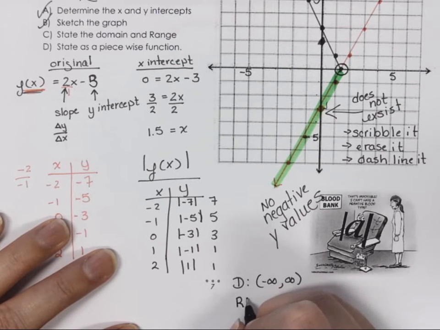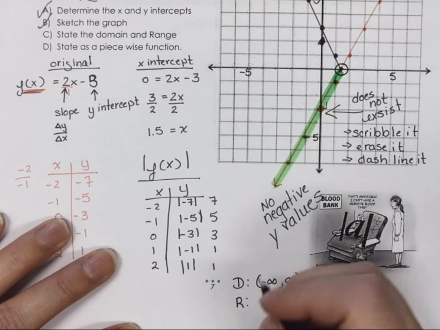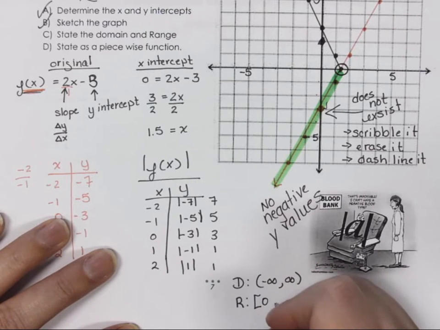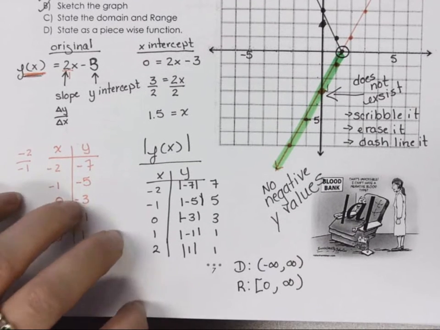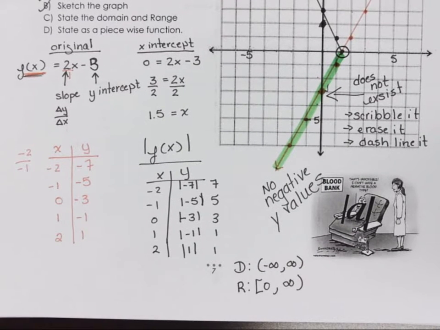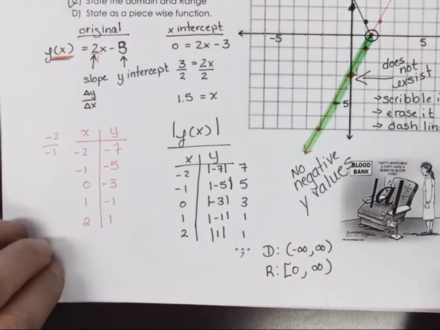So let's talk about range. Zero and then up to infinity? Yep. And remember a square bracket around 0 because it does include the point of 0. Okay, so we did the domain and range, and now we're going to do the piecewise function.